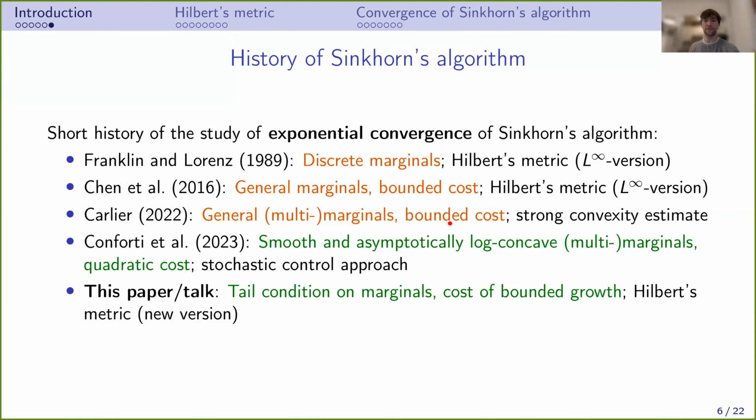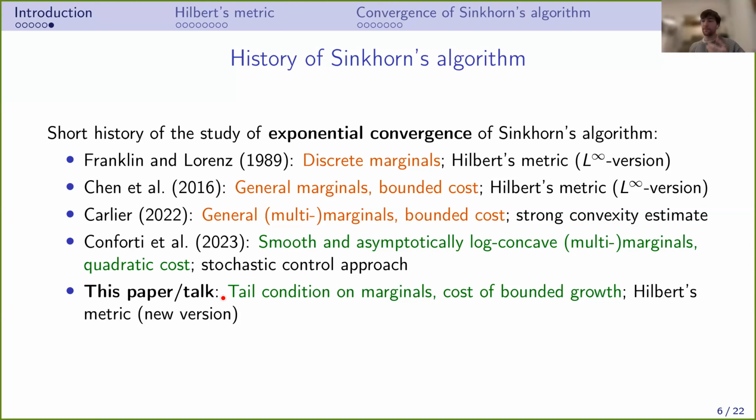So yeah, this was still quite limited, let's say. And really the first result which proves the exponential convergence of Sinkhorn's algorithm even in an unbounded setting was given earlier this year in a paper by Conforti and co-authors. They're basically studying a setting where both the marginals and the cost functions satisfy certain smoothness conditions, and then they can use a certain approach based on stochastic control. So they really leverage the fact that the problem has some nice smoothness properties in this setting.